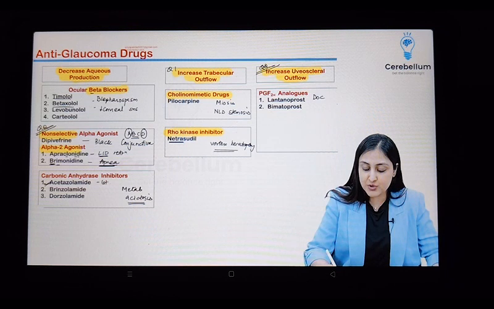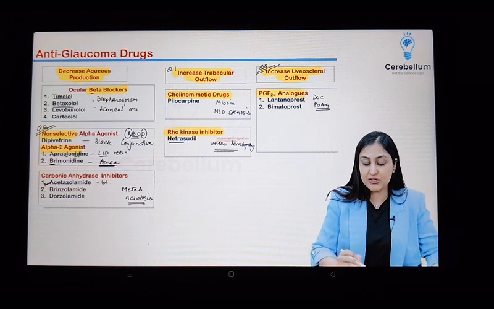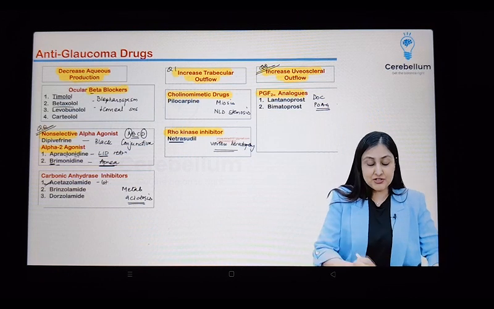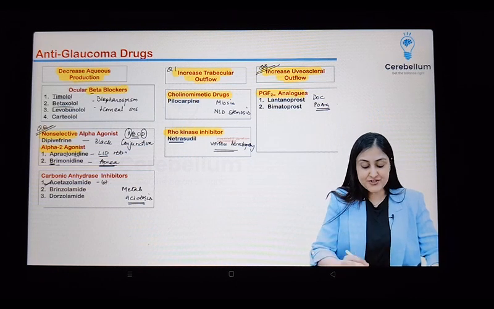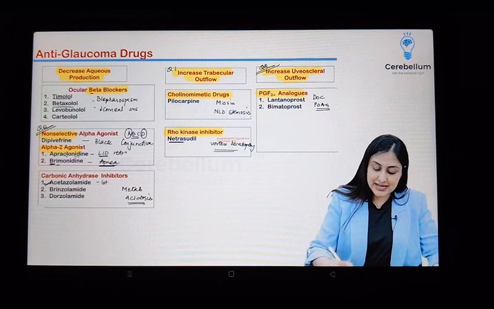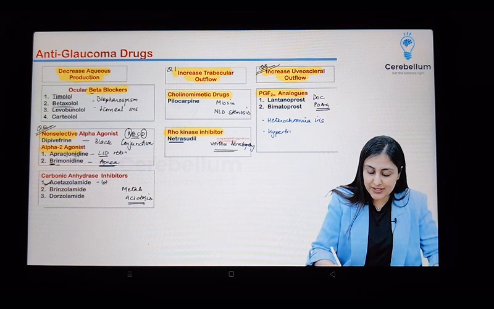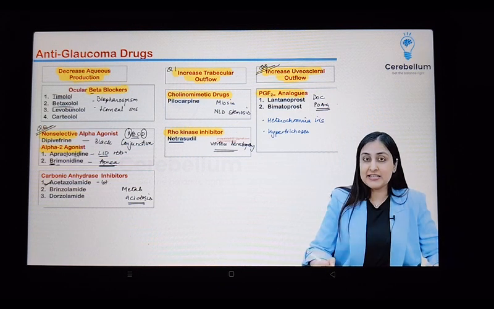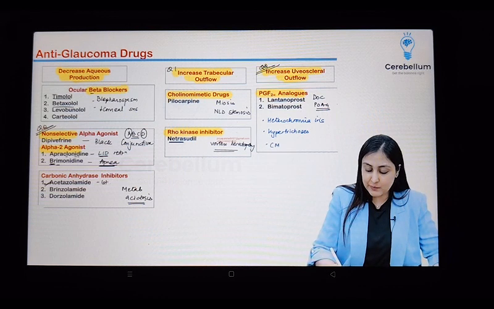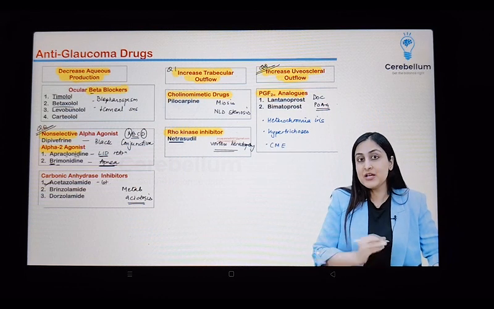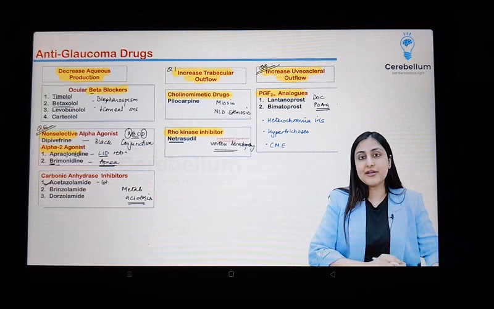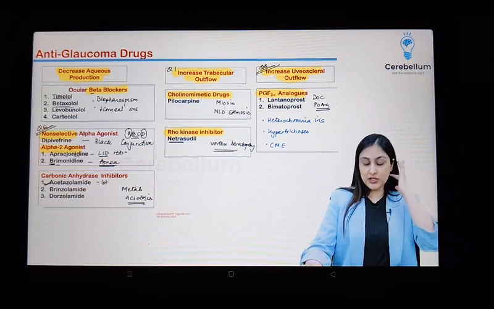In fact, this is the drug of choice for primary open angle glaucoma. This is PGF2 alpha analog. So latanoprost and bimatoprost are the drugs which are used here. Their side effects are very, very important. The side effects that you want to remember: one is heterochromia iridis, so it changes the color of the iris. It causes hypertrichosis, so eyelashes and eyebrows can increase. And very important, cystoid macular edema, CME. So these are three side effects of PGF2 analogs that you want to remember.